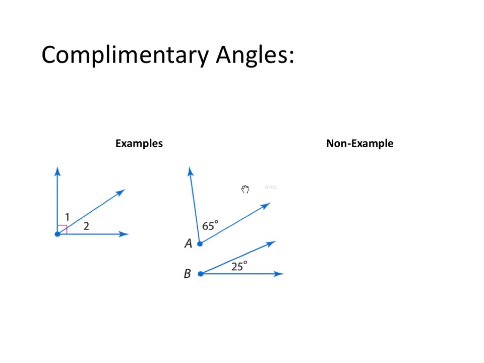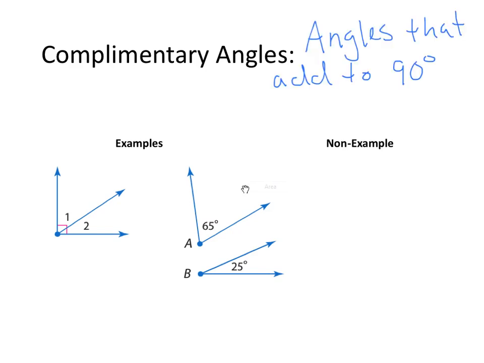The third type of angle relationship is complementary angles. Complementary angles are angles that add to 90 degrees. Below on the left, you'll see two examples of complementary angles. The easiest to see is the second example off to the right. I have angle A and I have angle B. 65 plus 25 is 90 degrees. Therefore, angle A and angle B are complementary.